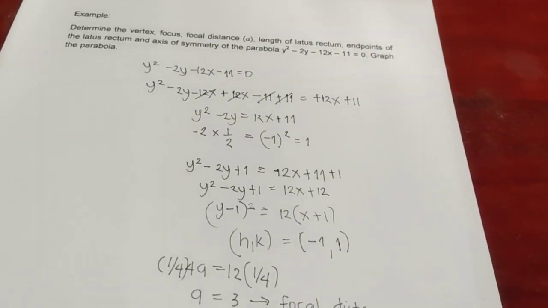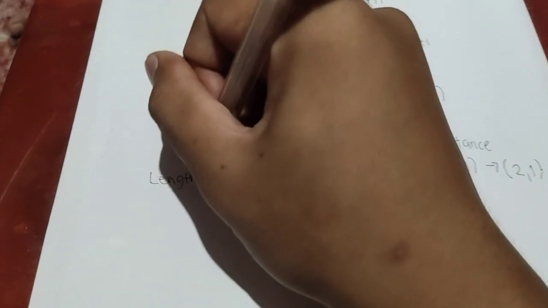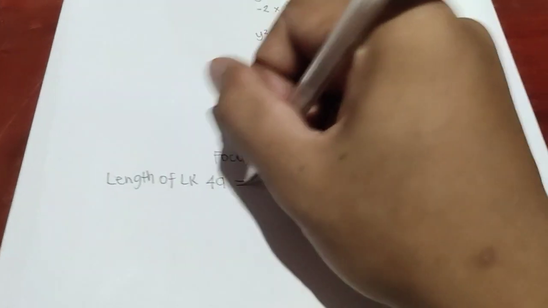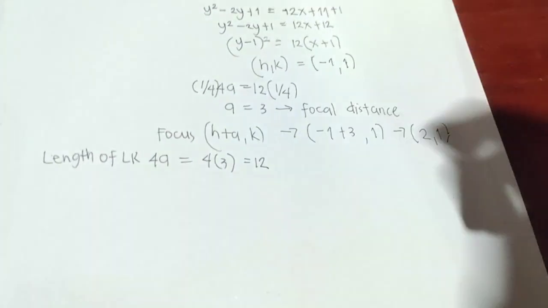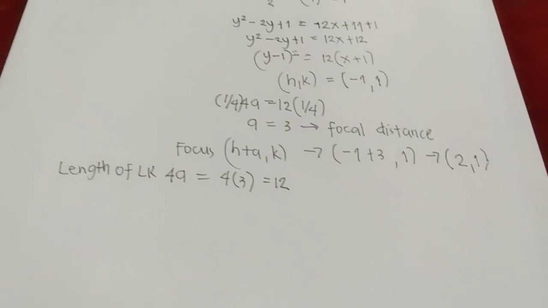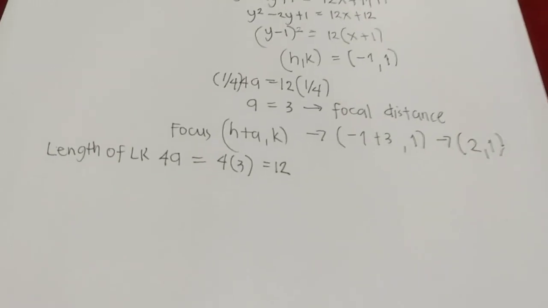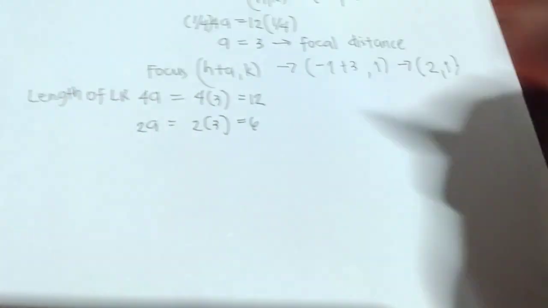Next, we need to find the length of the latus rectum and the endpoints of the latus rectum. The length of the latus rectum is 4a. Our a is equal to 3, so 4 times 3 is equal to 12. So the length of the latus rectum is 12. For the endpoints of the latus rectum, we need to find the value of 2a. So 2a is equal to 2 times 3, which is 6.